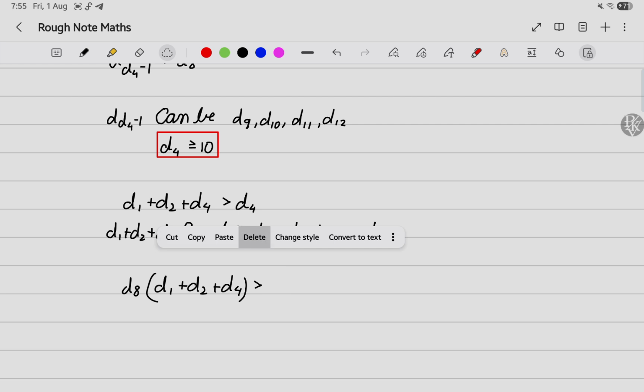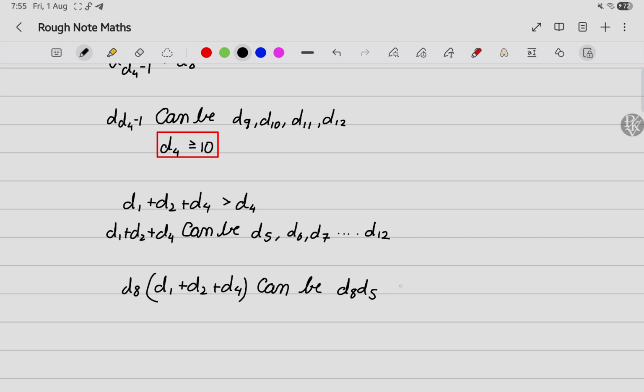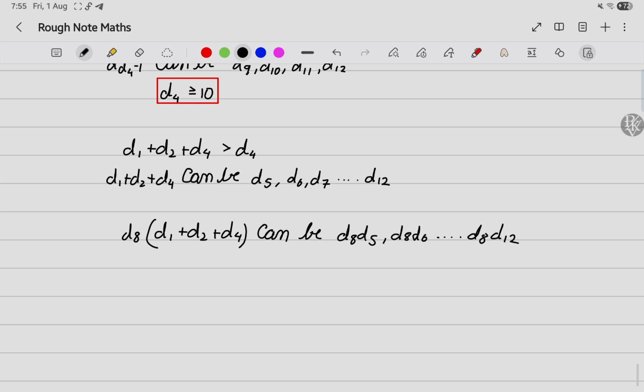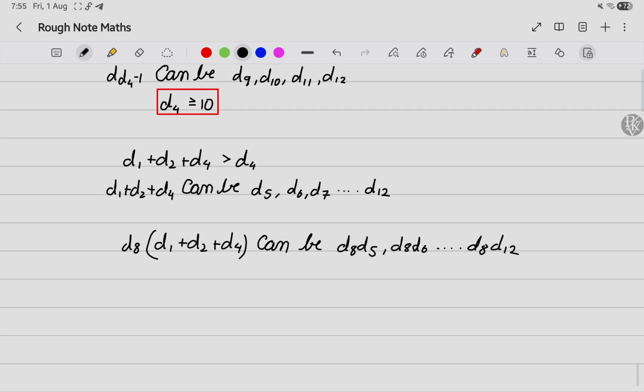So this can be what? This can be d8 d5, d8 d6 and so on up to d8 d12. But even though this may seem like a dead end, we must always remember that this will be equal to d4 minus 1. So that means that this, no matter what, is supposed to be a divisor of n.